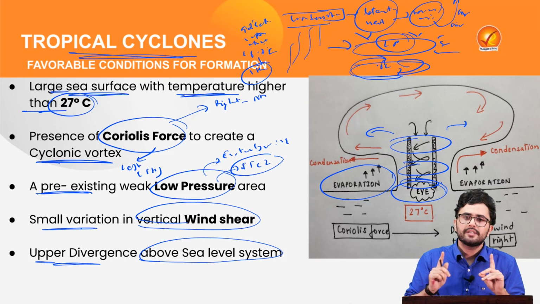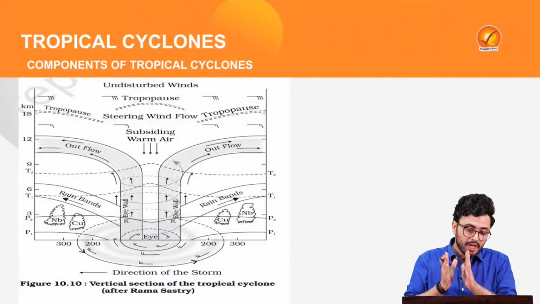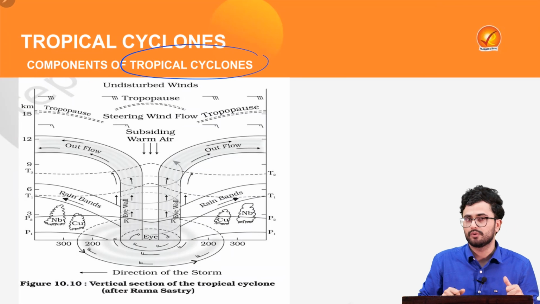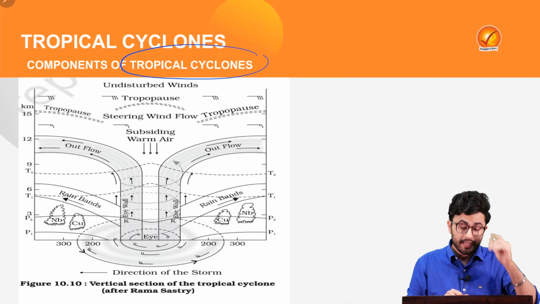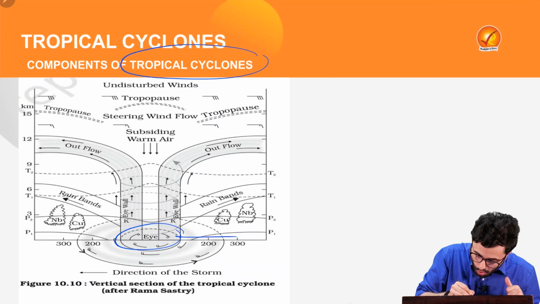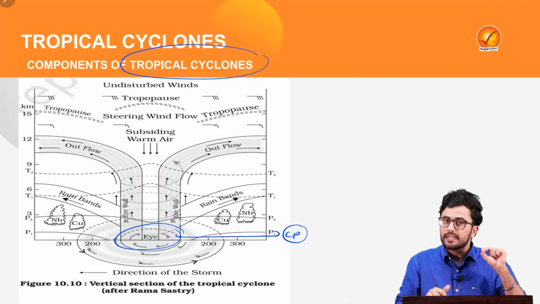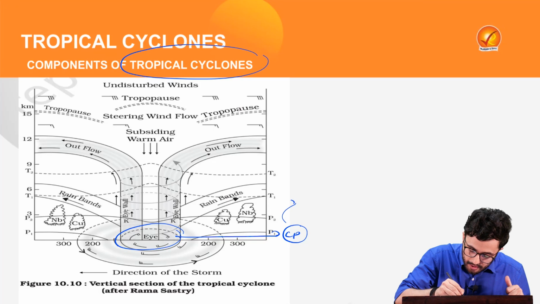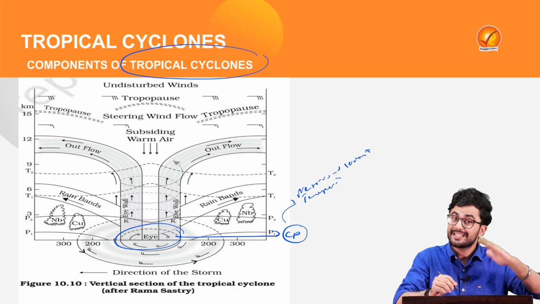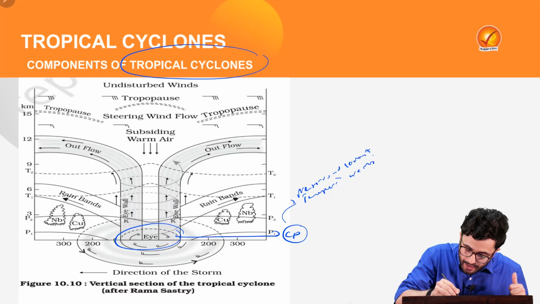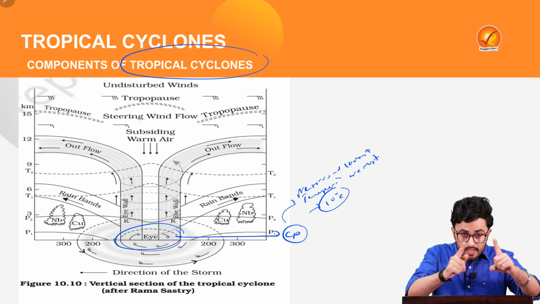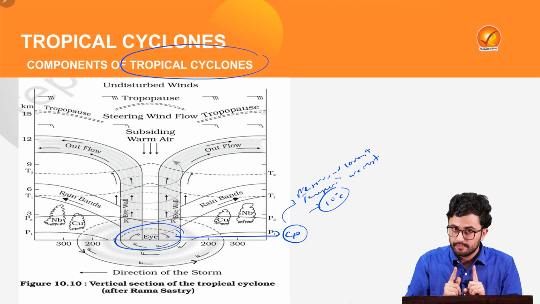tropical cyclone, let's try to understand several major components of the tropical cyclone. The first and foremost is the persistence of a low pressure area called the eye. Keep this in mind that this is where the pressure is lowest and the temperature is obviously the warmest, and it can be as warm as more than 10 degrees Celsius above the surrounding region.